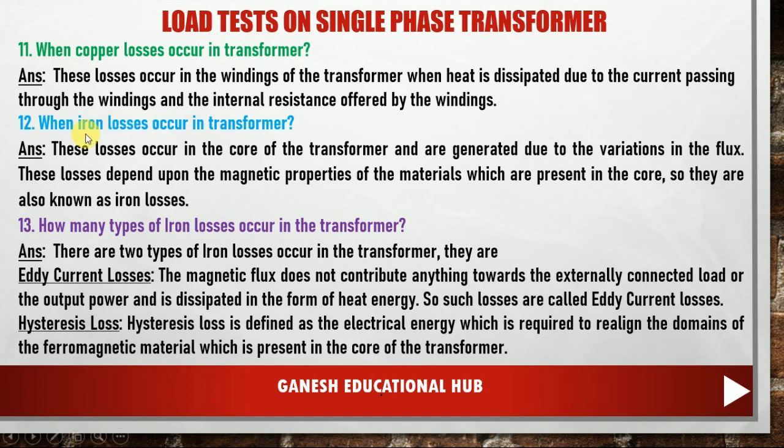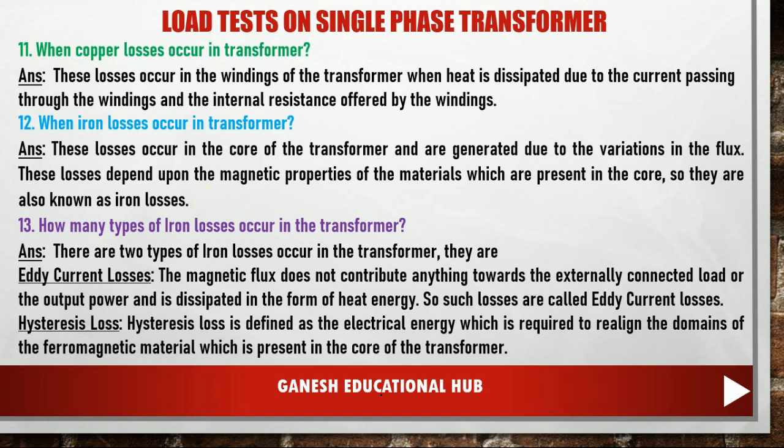Okay, next, when iron losses occur in a transformer, these losses occur in the core of the transformer and are generated due to variations in the flux. These losses depend upon the magnetic properties of the materials which are present in the core. So they are also known as iron losses.